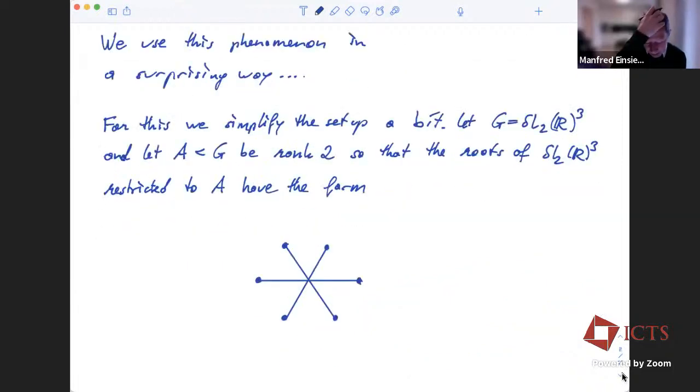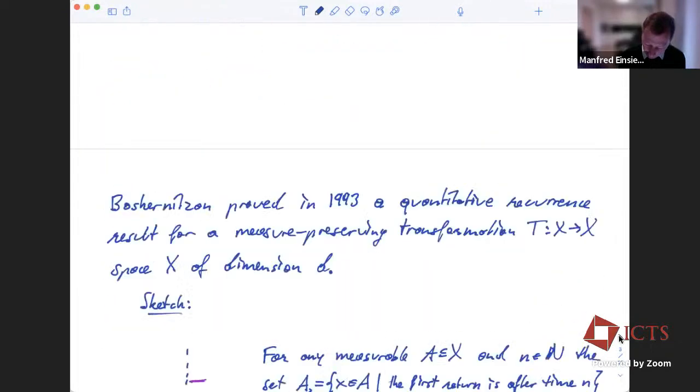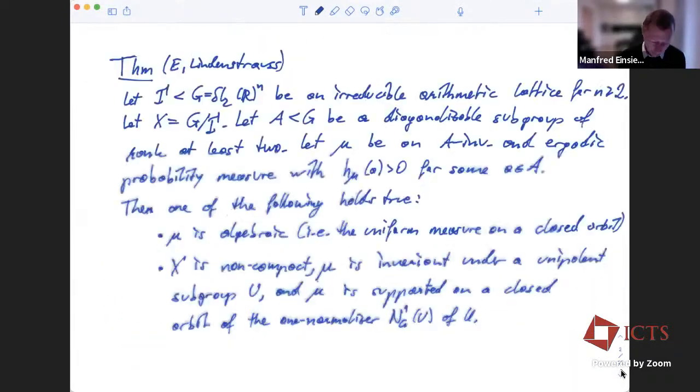We use this in a rather surprising fashion. And to explain how we use this, I want to simplify my setup from the theorem a bit, right? In the theorem, I said we have SL2R to the n, some arbitrary n, and some irreducible lattice. Right, I didn't say arithmetic.